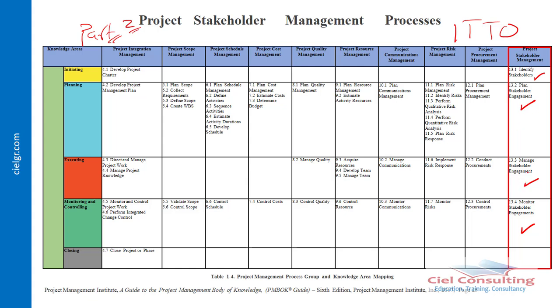Then during the manage stakeholder engagement, which is the executing process, this is basically where we execute all of the plans that we have. And then of course, during the monitor stakeholder engagement, we now want to determine the effectiveness of our stakeholder engagement to be sure that it helps us in being able to achieve our project objectives. And that's what we do during the monitor stakeholder engagement.